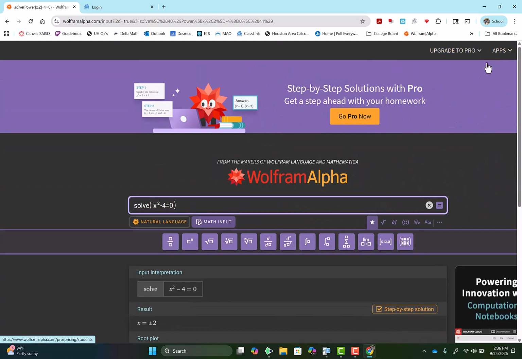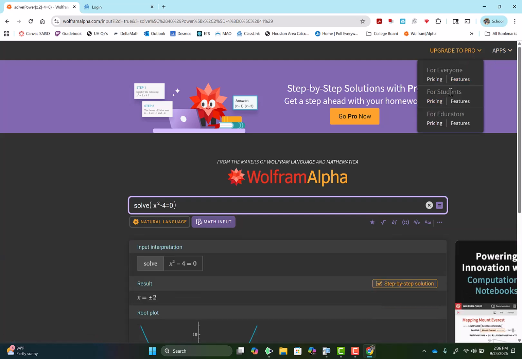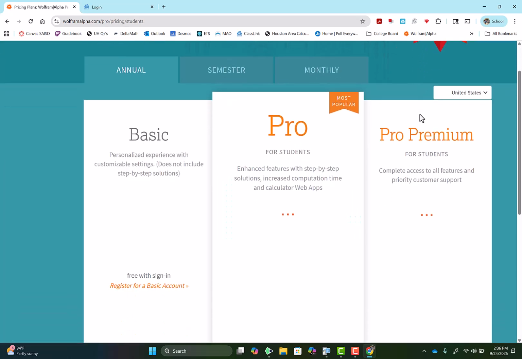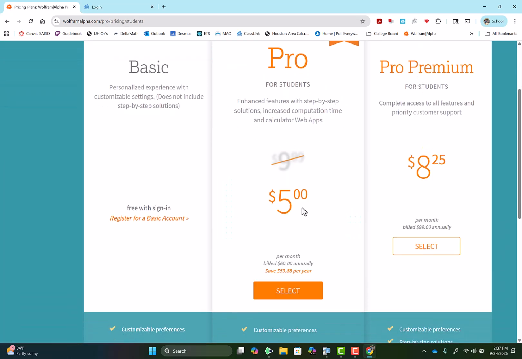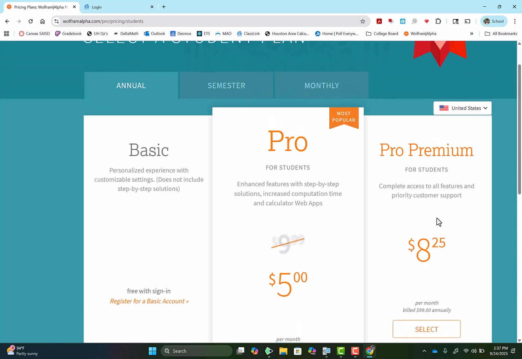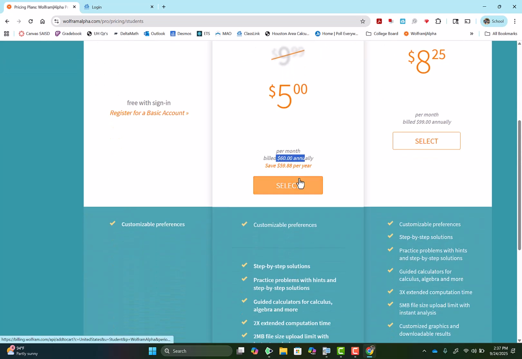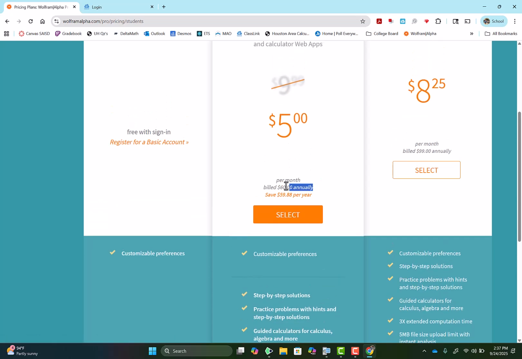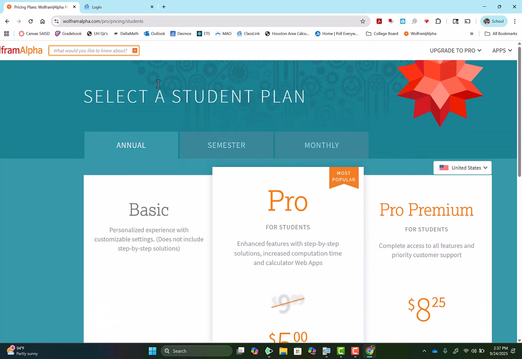Once you're a university student, you can get the Pro Edition, upgrade to Pro. Let's see how much it is for students. For students, pricing. So let's see, it's free for the basic, $5 a month. It's billed annually, so they trick you. It's not really $5 a month then. They bill you right off the bat, $60. And Pro Premium, complete access to all features, priority customer support. No, you don't need the customer support. So there it is. It's a good investment if you have $60, but if you don't, then don't worry about it. Once you become a university student, you'll get it for free if you're at a STEM school.